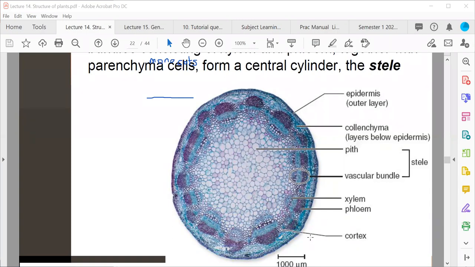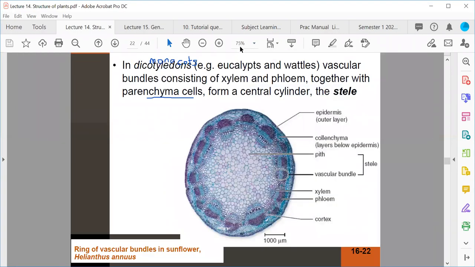All right, then we have these cells around here in between the ring of vascular bundles and the outer epidermis. And these are collenchyma type cells, which together form what's called the cortex of the stem. Right, let me clear all that.